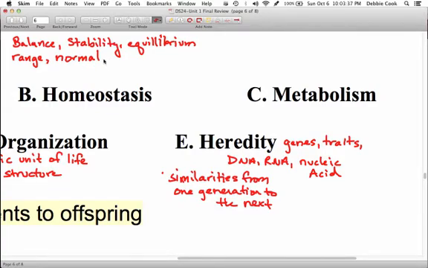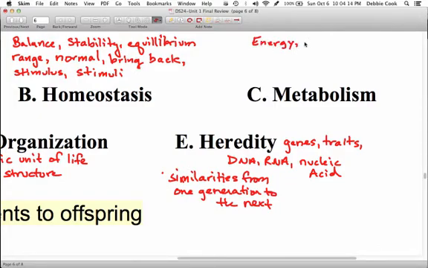Another key term that you might see when we're talking about homeostasis is bringing back. Or if you see the term stimulus or stimuli. So all of those terms have to do with homeostasis. So it's staying in balance, being constant, equilibrium, normal, range, bringing back, stimulus, and stimuli are all key terms for homeostasis. For metabolism, we're looking for the word energy.